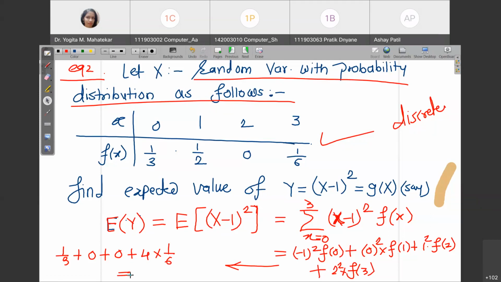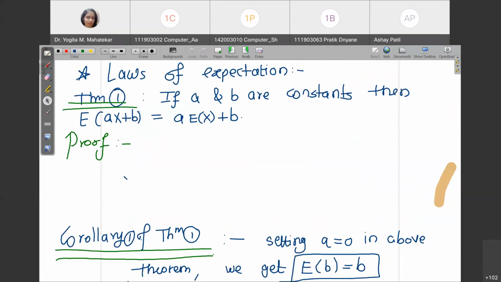How much is it? Is it half? It is equal to 2 by 3. Sorry, so it is 1. So the expected value of g of x, that means y, that is (X minus 1) whole square, is 1 in this case.